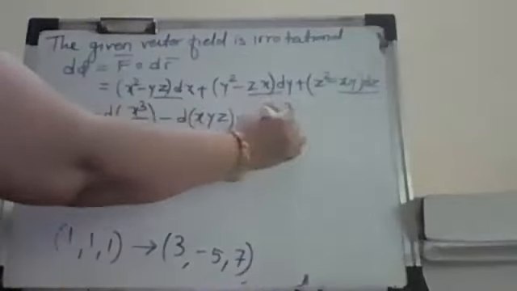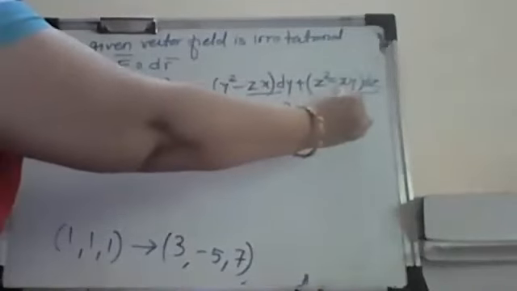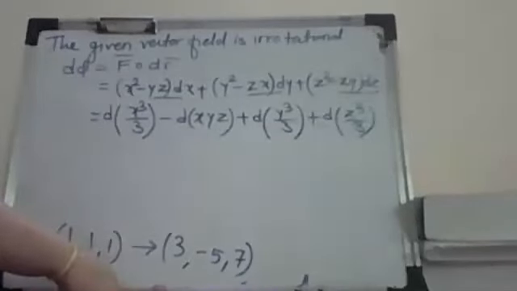the integration for this is y cube by 3, and then I have the integral of z square, that is z cube by 3. Correct? Now don't write c here plus c here, because I have to take this integration from 1 1 1 to 3 minus 5 7. As the path is not mentioned, we are doing all these things. Correct?